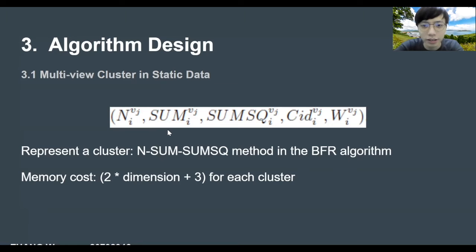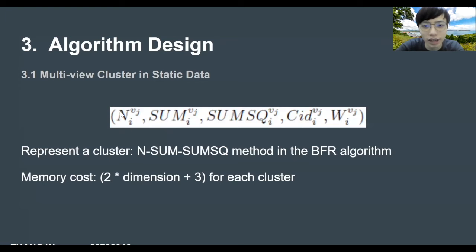In most cases, the data in each cluster satisfies a normal distribution. So the cluster center is the expected value. In other words, these clusters are often convex sets in distance space. According to this feature of the cluster, we can make use of the N-SUM-SQ method in the BFR algorithm to represent a cluster. BFR algorithm is often used to cluster large-scale data sets. It is difficult to store all these data points in memory, so we use the N-SUM-SQ method. This is proposed to minimize the memory occupied by the cluster.